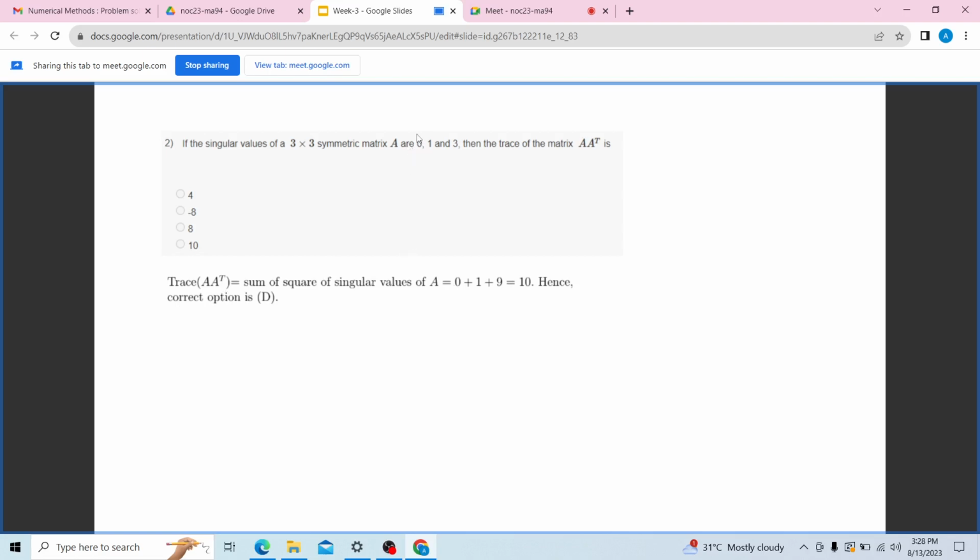So you have singular values as 0, 1 and 3. Square of 0 is 0, 1 is 1 and 3 is 9. So when you add it all, you will get 10. Fine. So correct option is D. Solve it. Are you getting option D? If you have doubt how you are getting it as the correct option, then tell me.